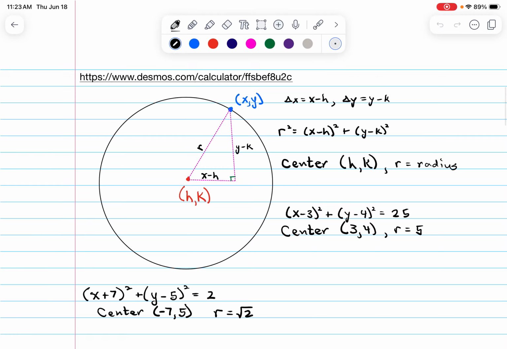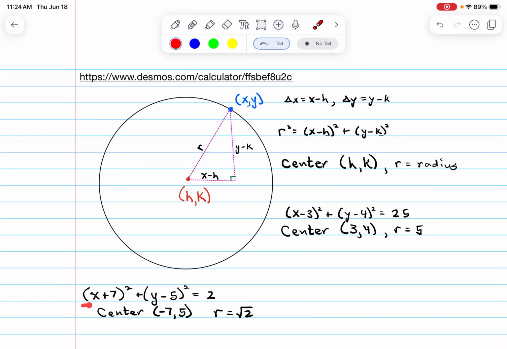That may be counterintuitive to you, but notice in this case, h was 3 and k was 4. So we did x minus 3, y minus 4. So 3 and 4 started out being positive. So the center is (3, 4). It's the opposite of what's in there. And then the radius is just the square root of this little fella right here. So the radius is 5.